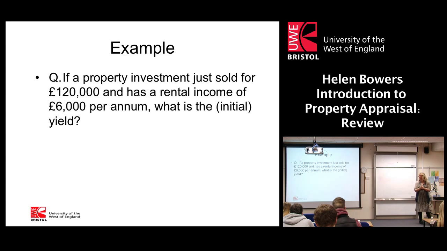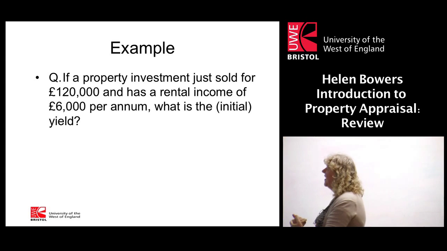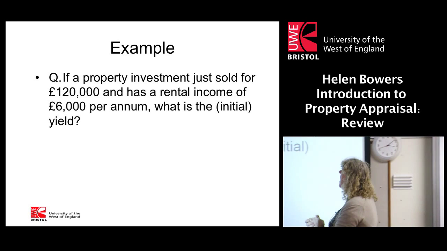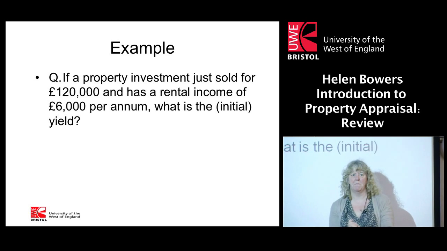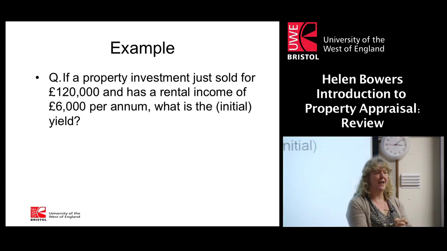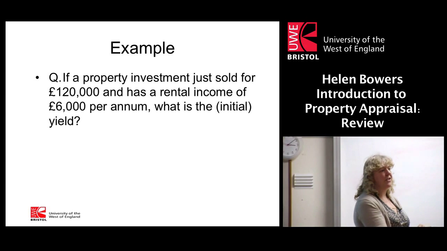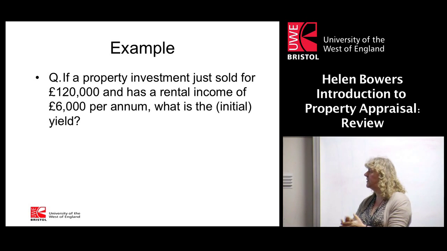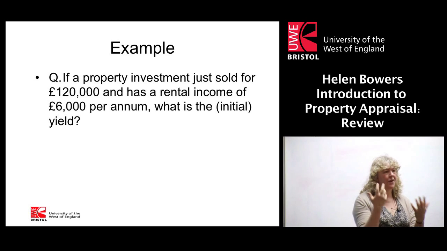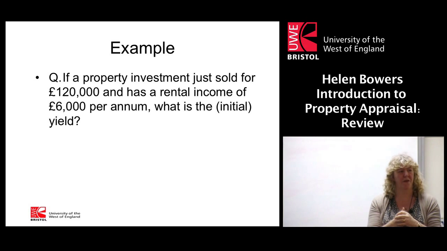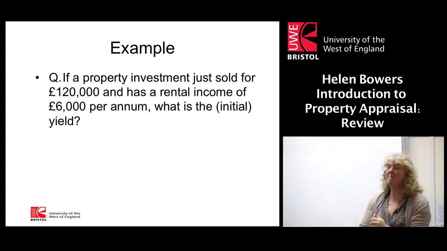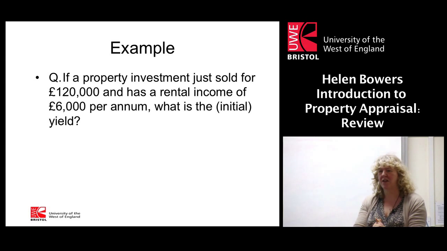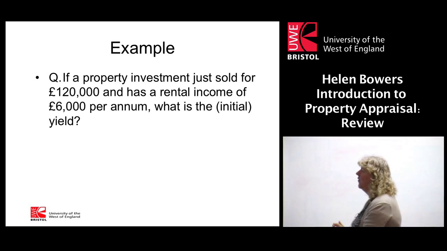So, for an example, to get your brains working, to get your calculators out, or if not, your phones, we have an example here where a property has sold for £120,000. We know that is the capital value of the property. We're being told here that the rent is £6,000 per annum. So, as I said, if we've got two bits of the equation, we can find the third. So can you please get your calculators working and tell me what the yield would be in this case?